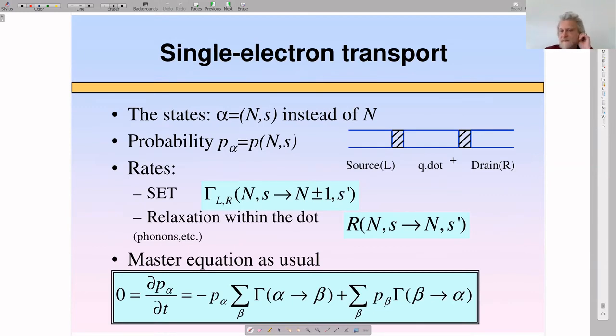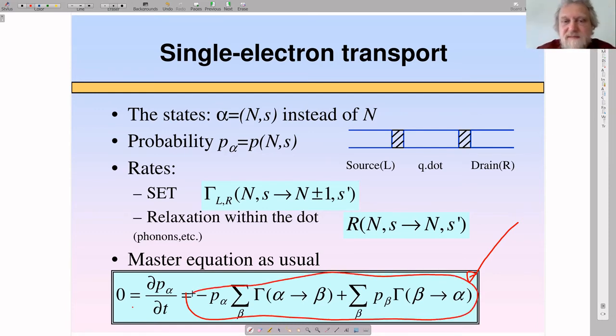Let me first give you some general description of transport, which is a little bit of a reminder of what we discussed in the course on metallic devices, and also with some specifics of quantum dots. I think electron transport through a quantum dot can be generally described by master equations. So we have probabilities for the dot to be in a certain state. We have transition rates. With this, we can make up a master equation, a balance equation for probabilities, solve it, and get the stationary distribution of these probabilities.